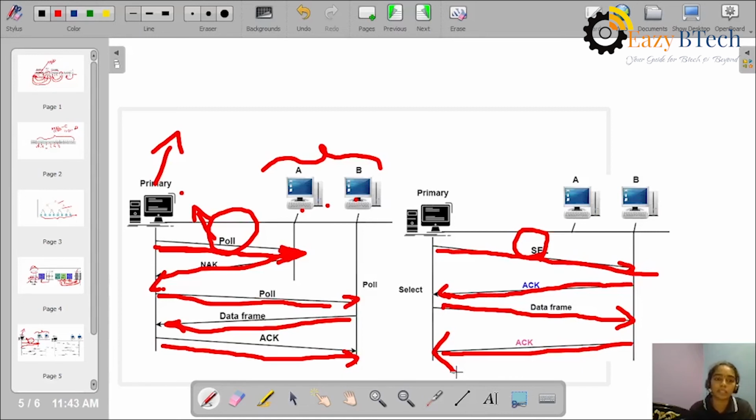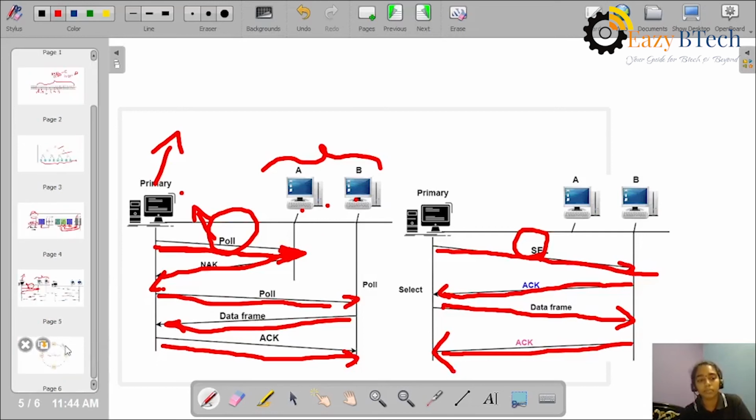This is polling. Polling means receiving data frames, and we can send data frames from different clients to the server or from the server to clients. It will act like that. And also we have another thing: token ring.